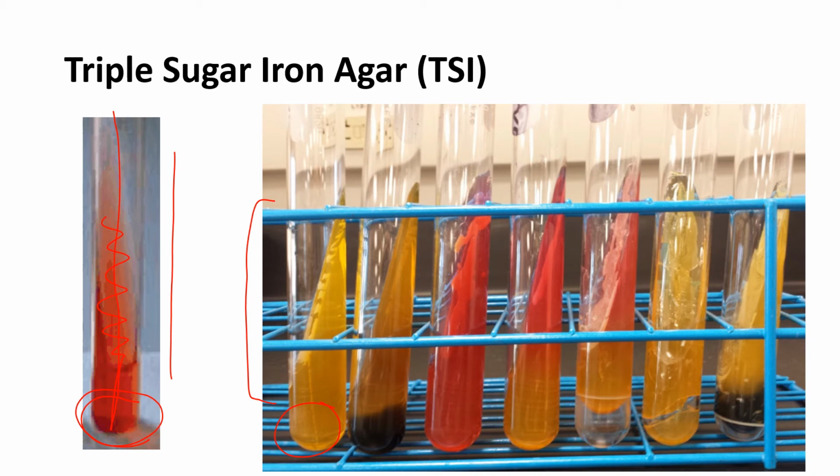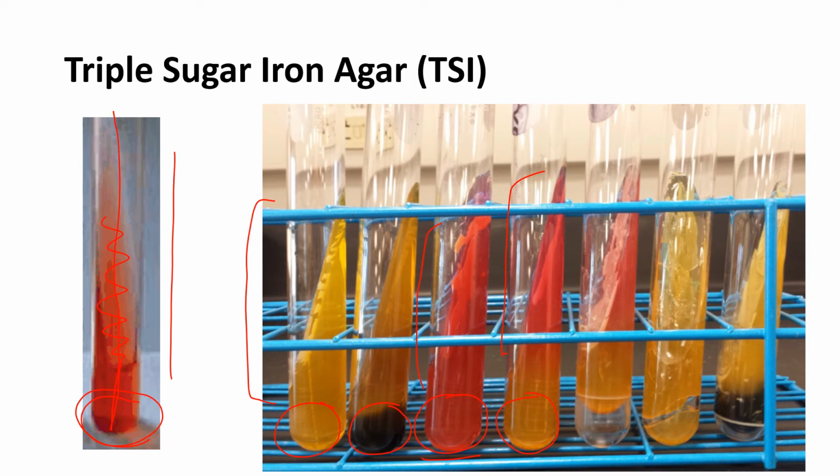The slant is yellow, which means that sucrose and/or lactose was also utilized. In the next tube, the butt is black, which means hydrogen sulfide was produced. And then the slant is yellow, which means sucrose and/or lactose was broken down. The next tube is all red, which indicates negative for glucose because the butt is still red and the slant is still red, so negative for lactose and sucrose. There's no blackening. Then the next one, the butt is yellow, so positive for glucose. The slant is red, so it's negative for lactose and sucrose.